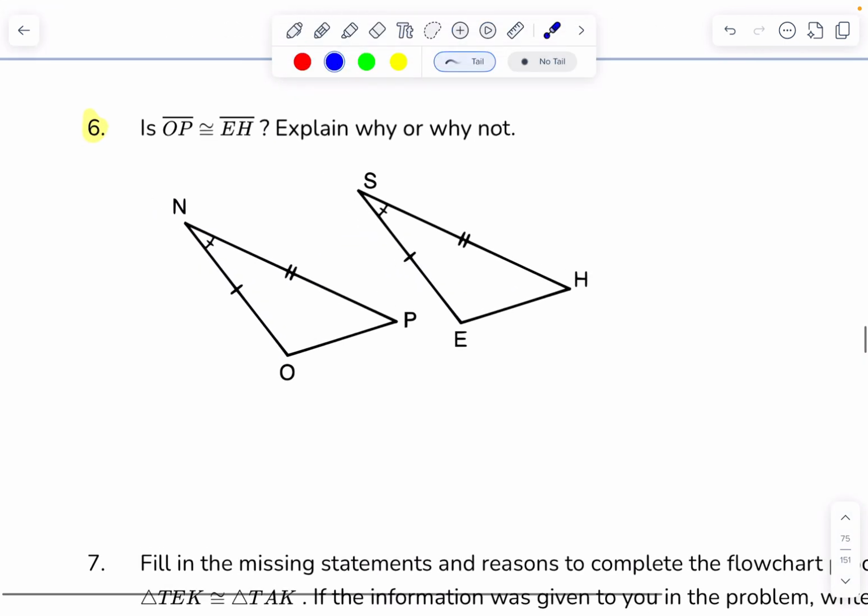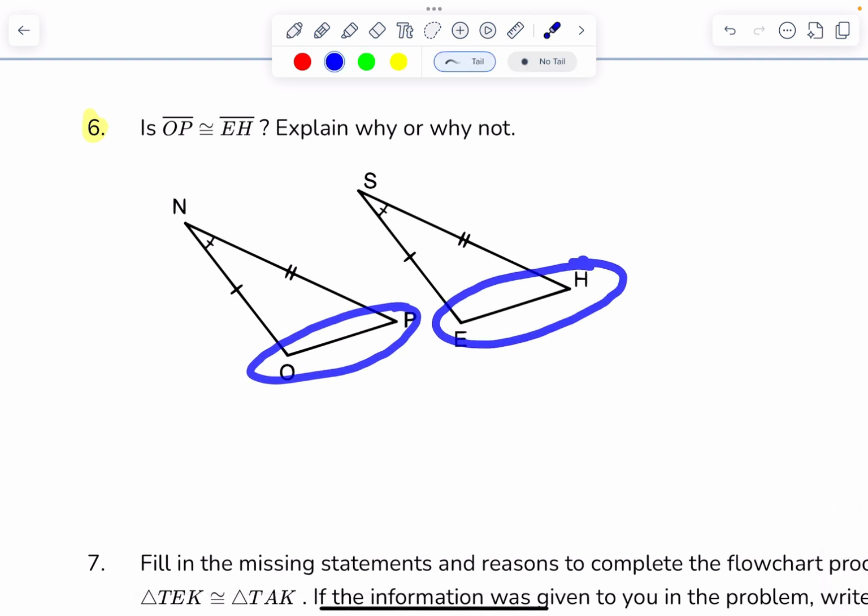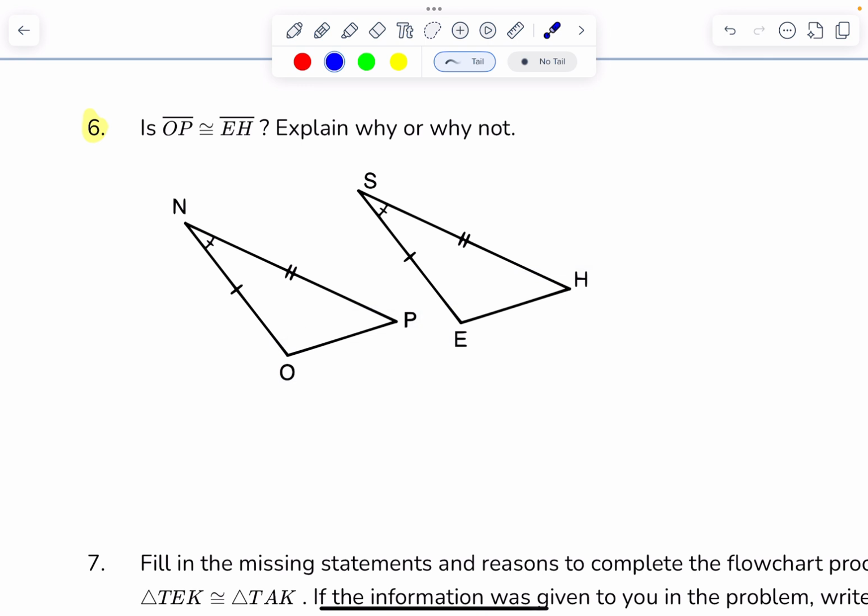Last homework problem, number 6. Is this line segment congruent to this line segment? Well, they don't mark it, so I'm probably going to say no, but let's do some investigating. All right, side NO, I see one tick mark. That's the same as this side over here, SE. How do I know that? Again, they both have one tick mark.